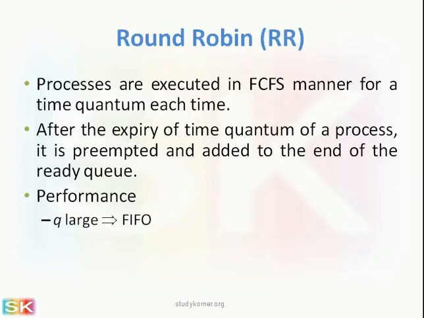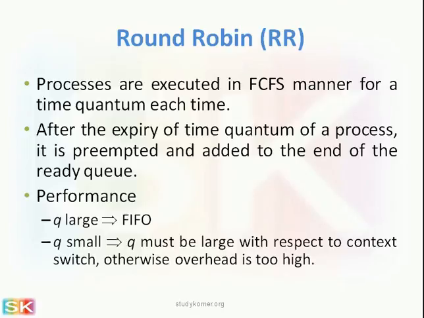So on performance: when the time quantum is very large, round robin becomes FIFO, right? If it is very small, your system will be doing context switches only, right? So the quantum must be large with respect to context switch time, otherwise the overhead is too high. Overhead of what? Overhead of context switching.